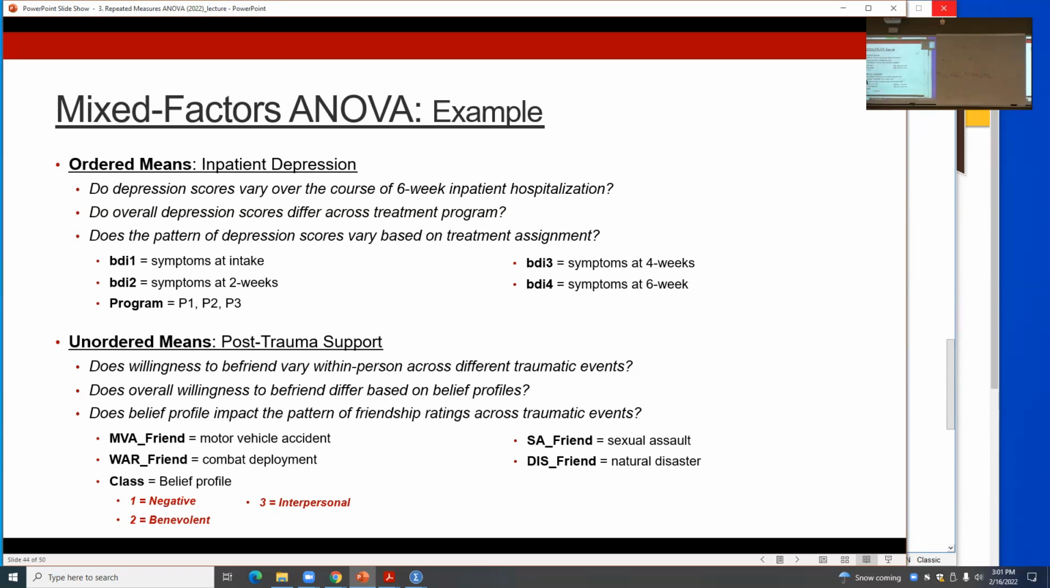Okay. Then we've got, does overall willingness to befriend differ based on belief profiles? Okay. Allie, what's this effect here?